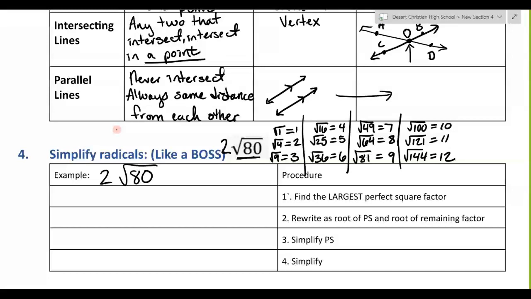Okay, then I'm going through the factors. So 80 divided by 2 is 40. That's my next largest factor. Is 40 a perfect square? No, okay. Then let's go down from there. Is 36 a factor of 80? No. Is 25 a factor of 80? Is 16 a factor of 80? It is. 16 shows up kind of a medium often. So 16 is the factor of 80 that we're going to use.